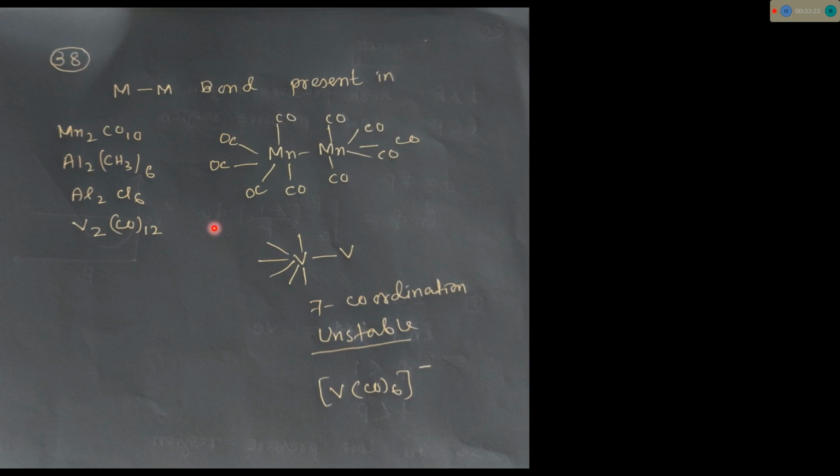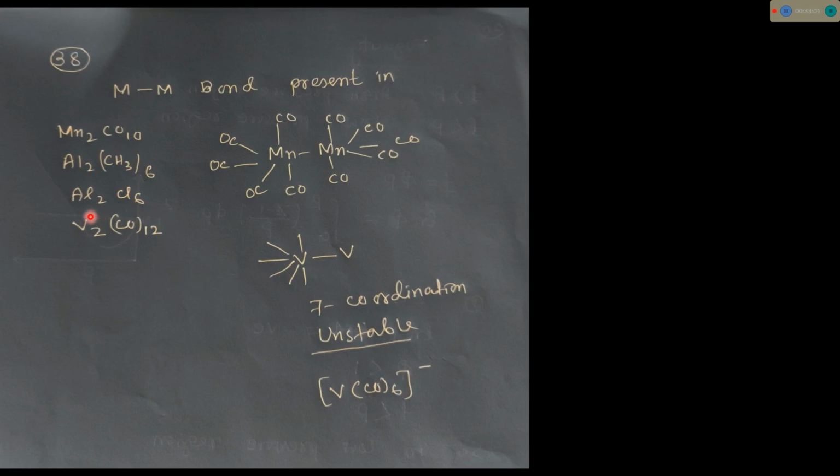This is the question. Here four complexes are given. In which complex is a metal-metal bond present? If there is any doubt in this question, we know that a metal-metal bond is present in Mn2(CO)10. In Al2(CH3)6 there is no aluminum-aluminum bond. In Al2Cl6 also there is no aluminum-aluminum bond. But if V2(CO)12 is formed, then there should also be a metal-metal bond, a V-V bond.